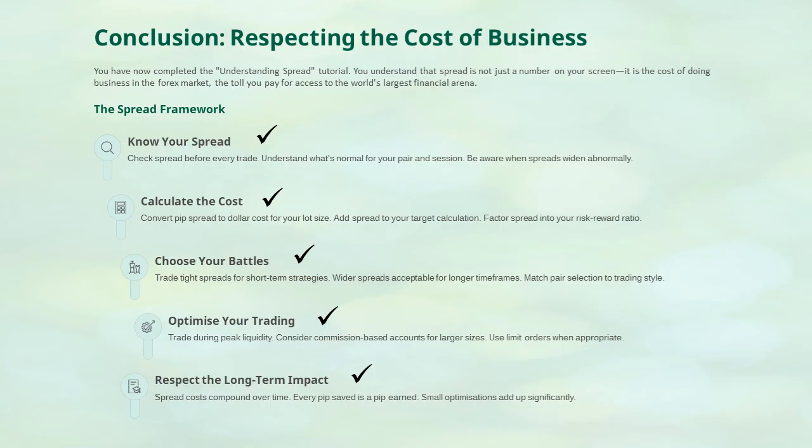Let me leave you with a key insight that I want you to remember every time you trade. Every dollar you pay in spread is a dollar that cannot compound. Spread costs directly reduce your compounding potential. If you save 1 pip per trade and you make 500 trades a year, that's 500 pips of additional profit or reduced loss. On a standard lot, that's $5,000 a year.